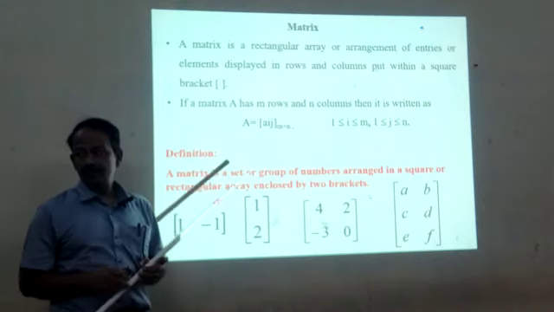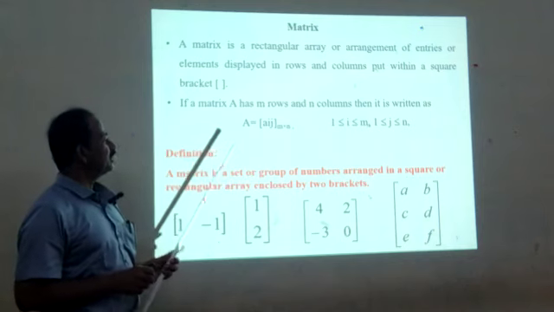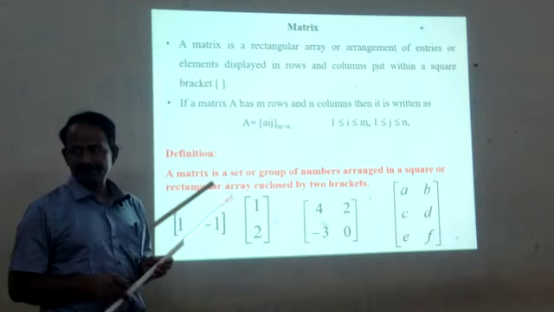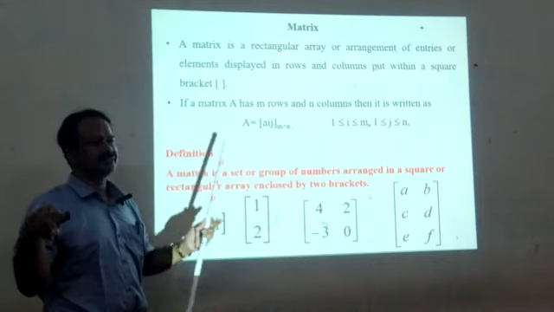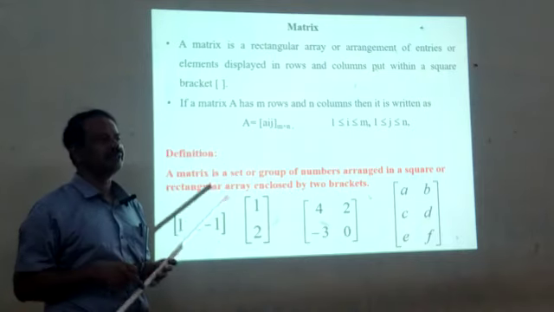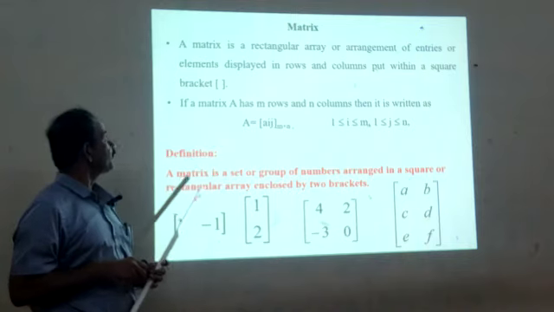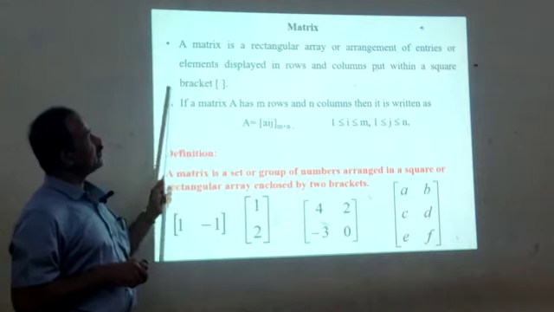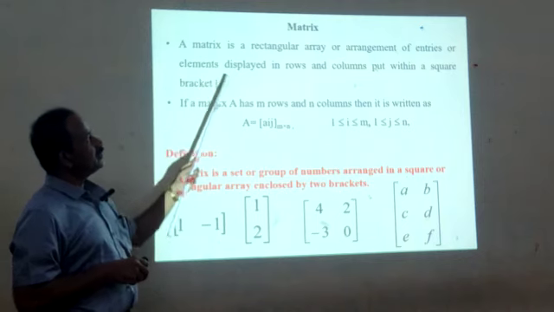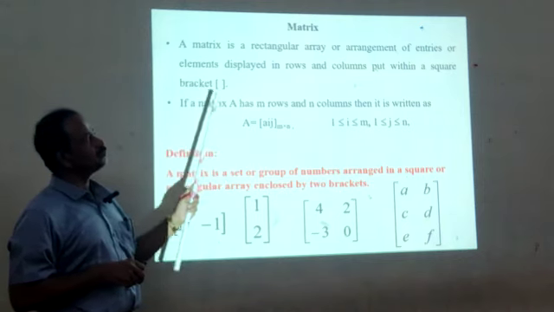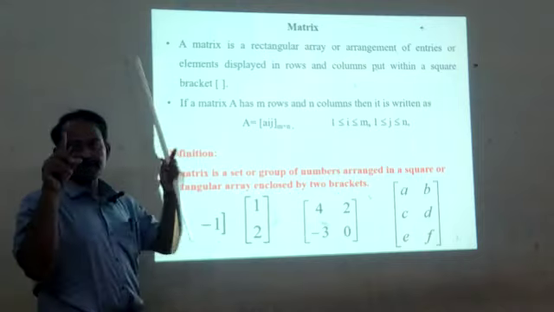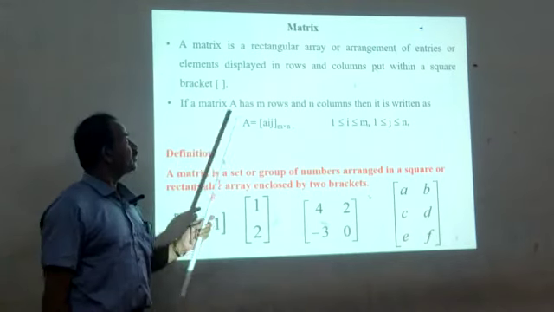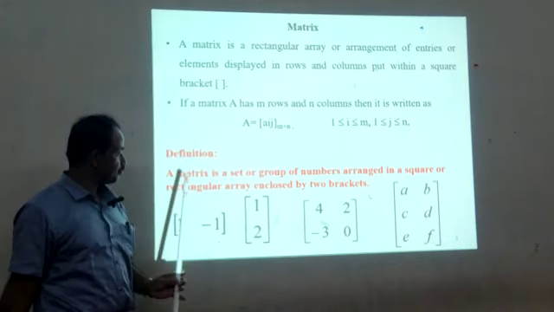So before that, we have to know what a matrix is. And of course, probably we would have learned in lower classes about a matrix. A matrix is a rectangular array or arrangement of entries or elements displayed in rows and columns, put within a square bracket. So we have a square bracket in which some elements will be there.